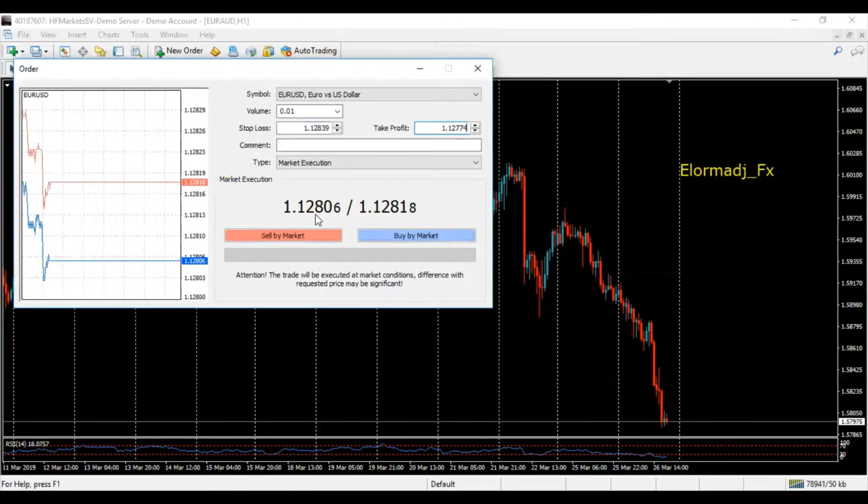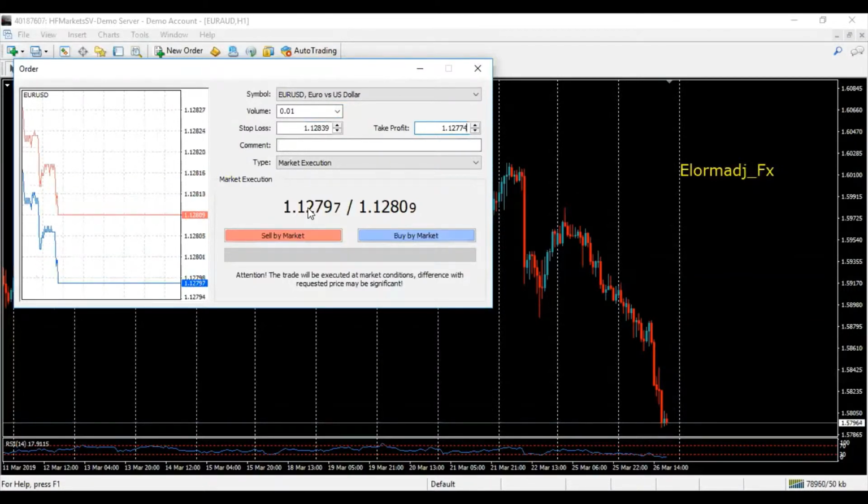So if the market goes in my direction, my profit will be 1 cent times 30 pips. That will give me, let's say, $3. So if it goes against me, I'll be losing $2. So guys, always once you want to place a trade, make sure you do those calculations.